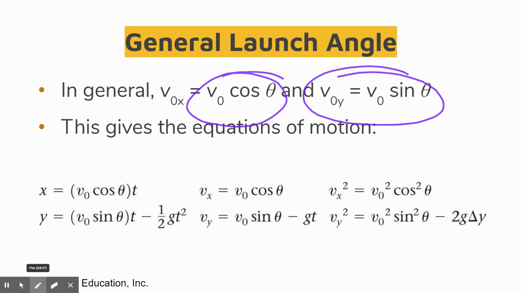We're going to combine that with the equations of motion that we've looked at. When you do so, we're just substituting this information into the equations of motion we were just looking at. We're going to get more equations of motion, which look like these six. But these are only when we have a launch angle where theta is greater than 0.